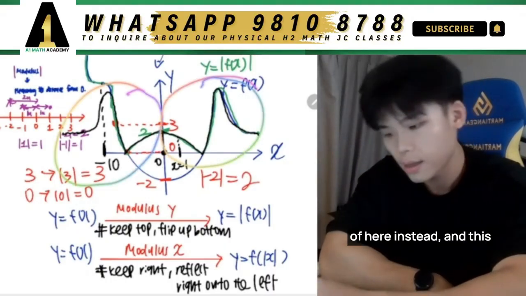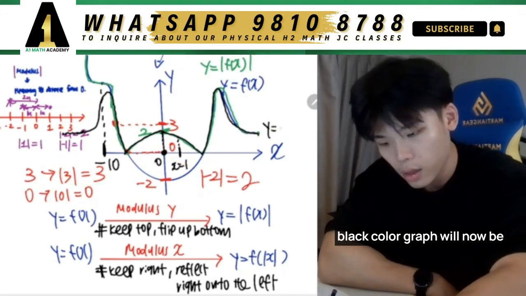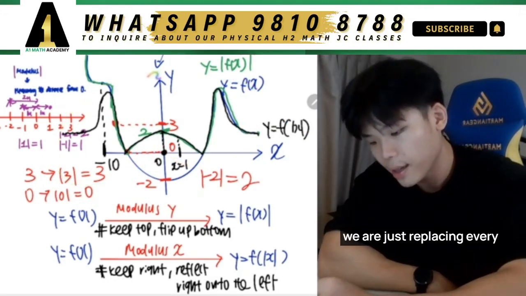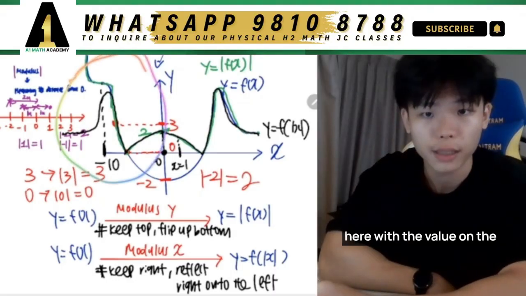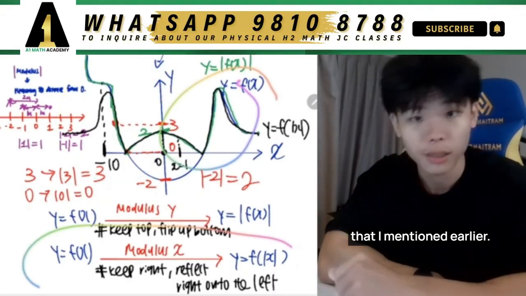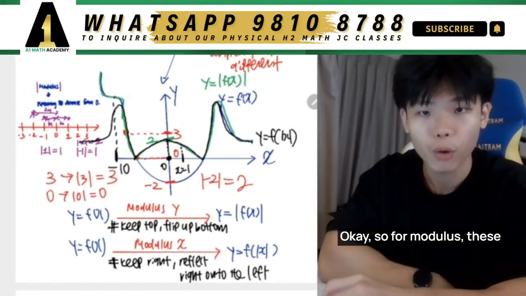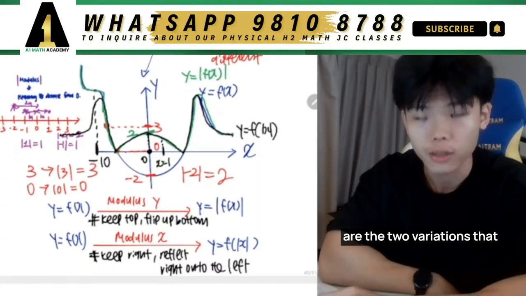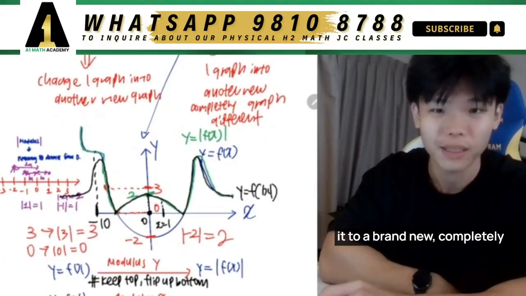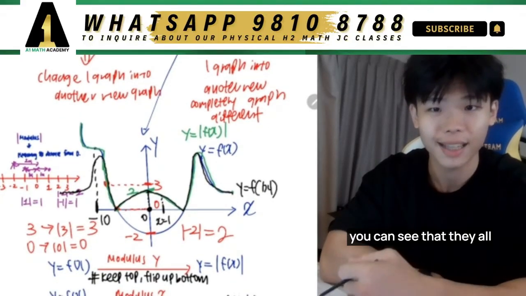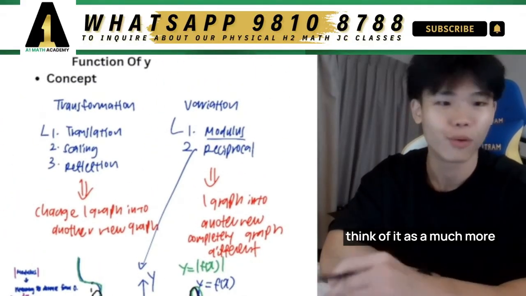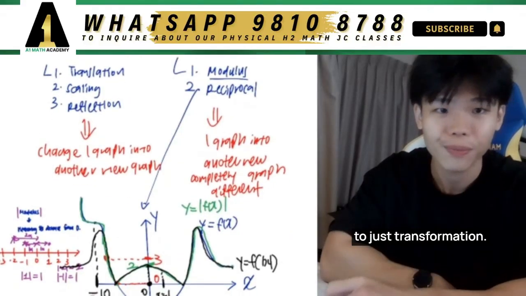And this black color graph will now be modulus x over here, because we are just replacing every single original value over here with the value on the right, because of the reason that I mentioned earlier. Okay, so for modulus, these are the two variations that can happen to a graph. And that's why I say we transform it to a brand new, completely different graph, because you can see that they all look very different, right? So variation, you can think of it as a much more drastic change compared to just transformation.